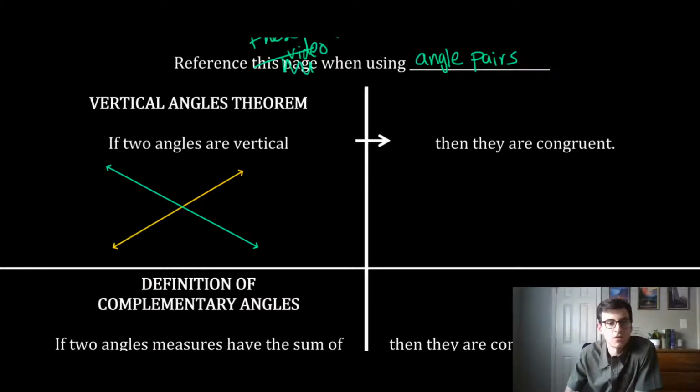If you think about it, this angle is supplementary to this angle, and this angle is supplementary to that angle. So these are both supplements of this angle, which means they're congruent. So that might be one way to think about it.